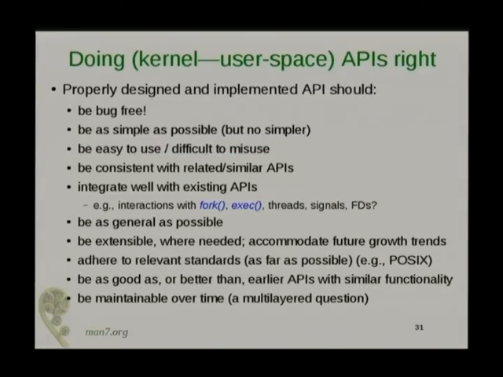So what does it mean to get an API right? Just very quickly, these are some of the things I think of. The obvious one, I suppose: no bugs. Make it simple, make it easy to use, make it consistent with other similar APIs that already exist. It should integrate well with existing features of the kernel API. How does this new API behave with respect to fork or exec or threads or signals, file descriptors? It should be as general as it can possibly be. It should be extensible where that makes sense. It should adhere to standards if there are relevant standards. It should be better than what came before. And it should be maintainable over time. The idea of maintainable over time is quite an interesting one, and I have what I find is quite an interesting example of an interface that isn't maintainable over time.